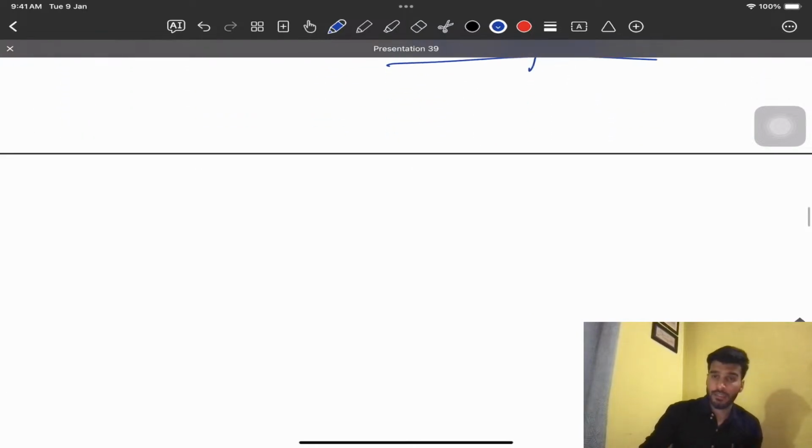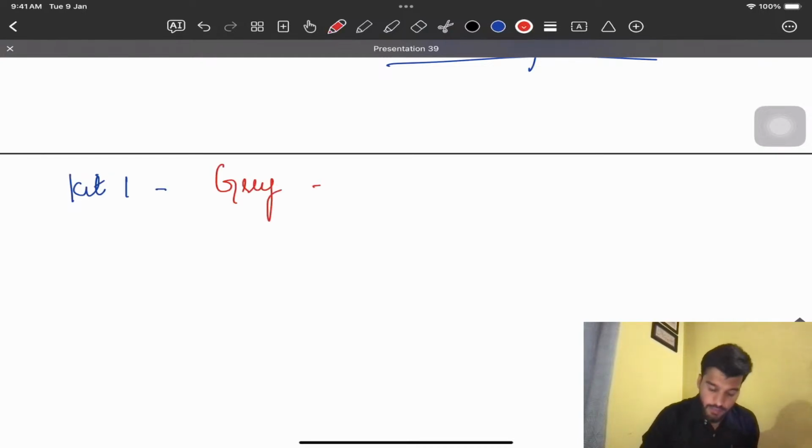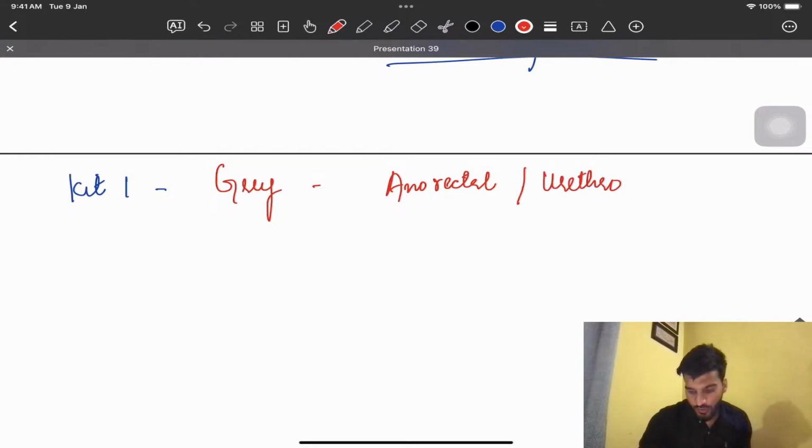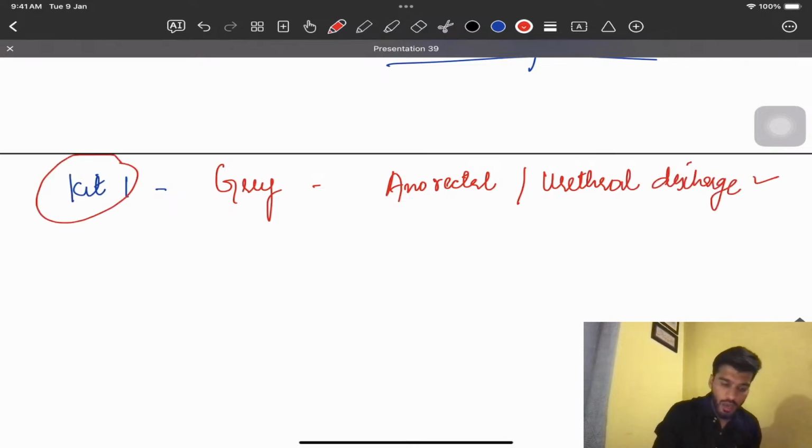So here we have common symptoms, and we have some drugs inside those kits that will be given for the particular symptoms. If I talk about kit 1, that is gray color. Any patient complaining of anorectal or urethral discharge, you will give kit 1. And the medications inside kit 1 are cefixime and azithromycin. Remember that: cefixime and azithromycin.